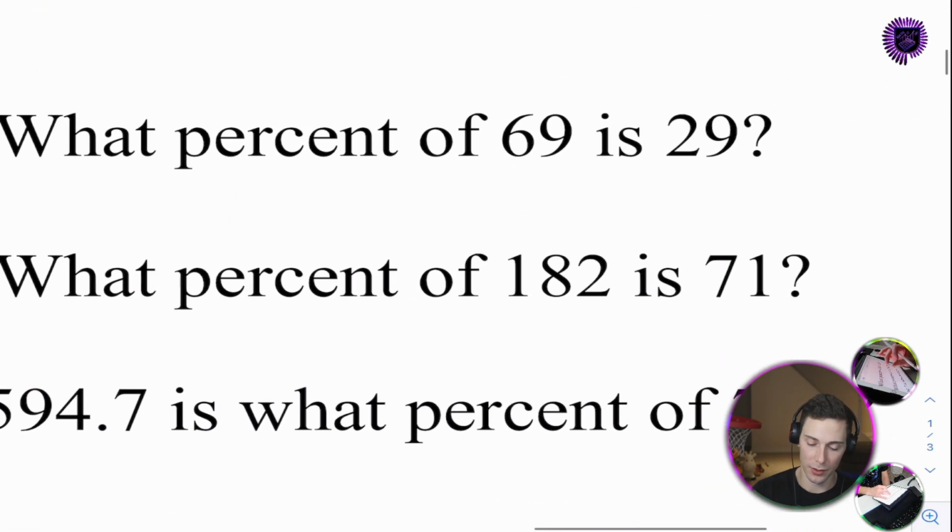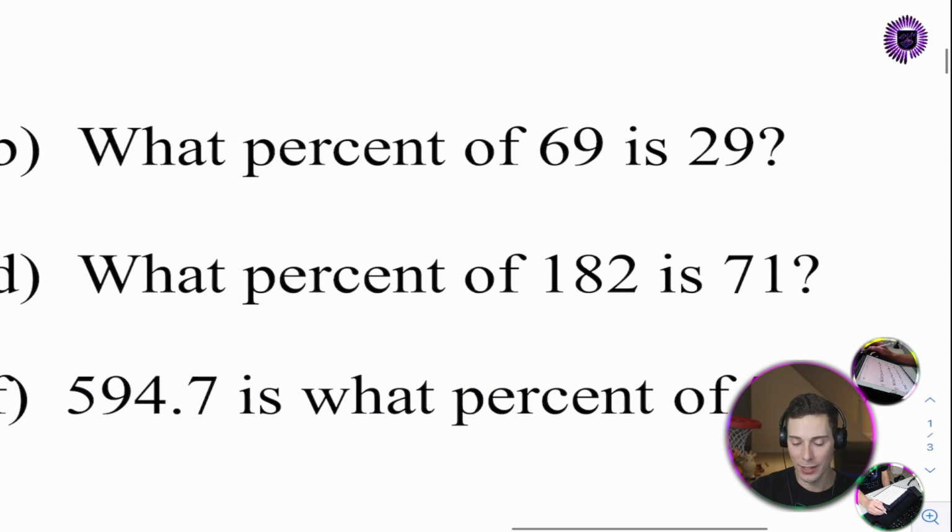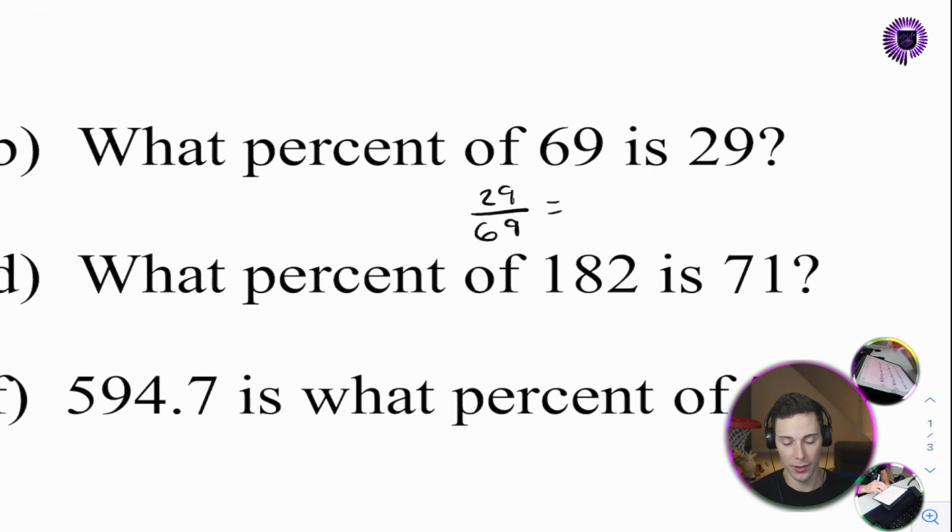I'm not going to have a good strategy for this one. What percent of 69 is 29? So, of 69 is telling us that 69 is our bottom number. Is 29 tells us that that's our top number. I'm going to have to divide this one.